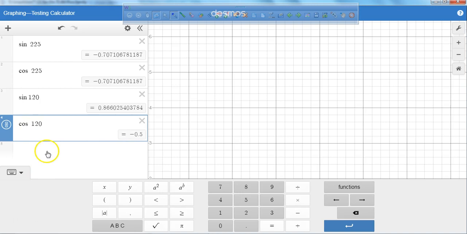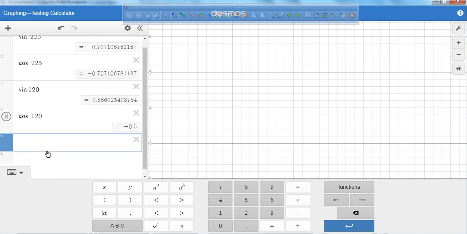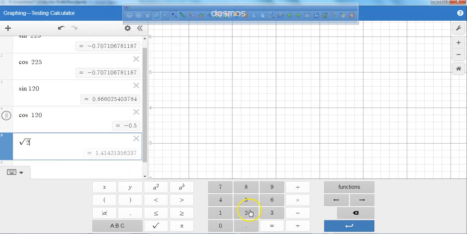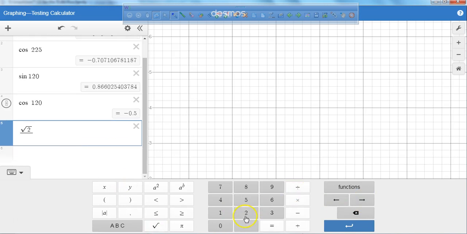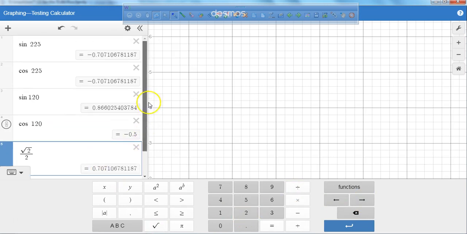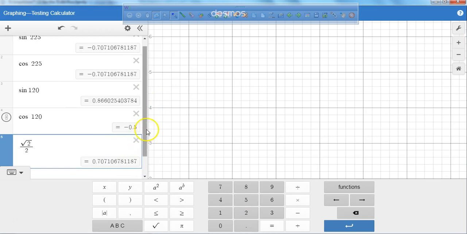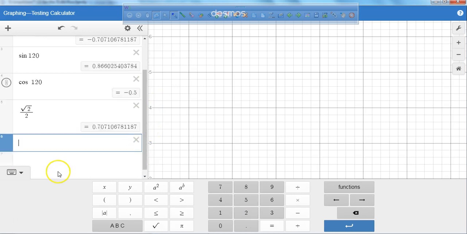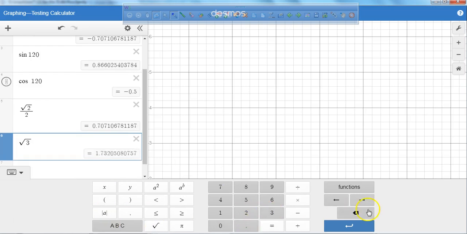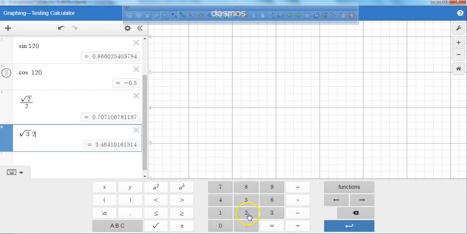There we go. Now, what I want you guys to understand is that radical 2 divided by 2 is that 0.707 every single time. And something you also need to know, saves you some time and energy, if you can memorize that radical 3 over 2 is that 0.86, is 0.866 something.